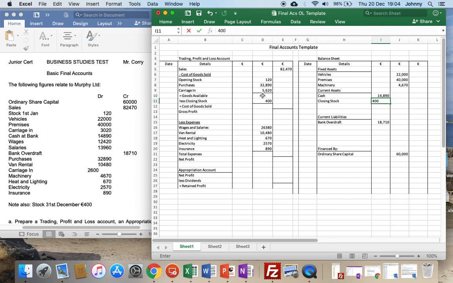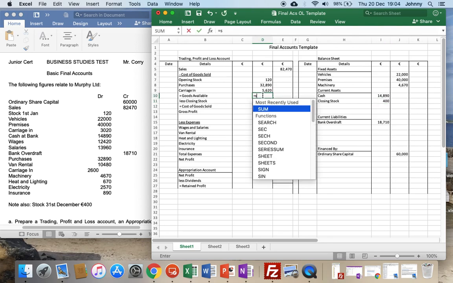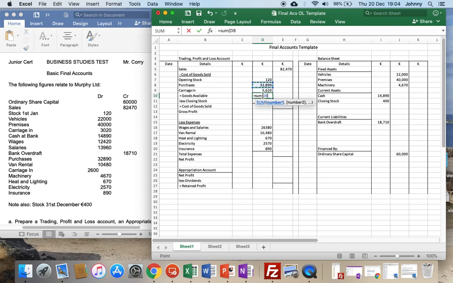Okay, so now at this stage we can do our maths. So we'll add up all of our assets, all of our costs here, and we'll take away our closing stock. So we have our what we call goods available, subtract our closing stock, and that gives us the cost of goods sold. We then have our sales, take away our cost of goods sold, and that gives us a gross profit. Now we move on to our expenses.